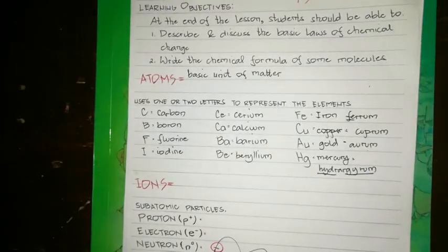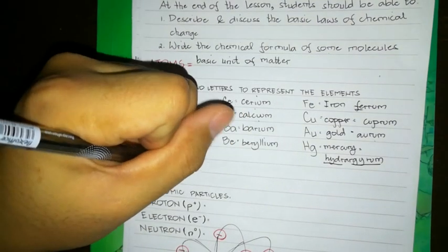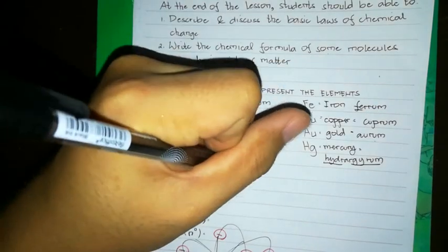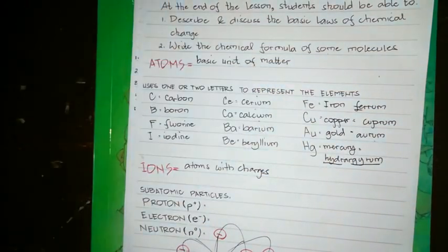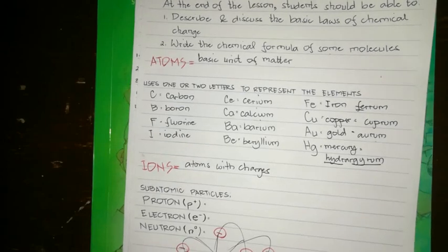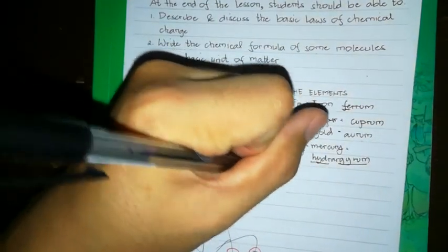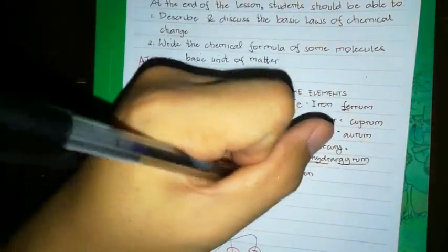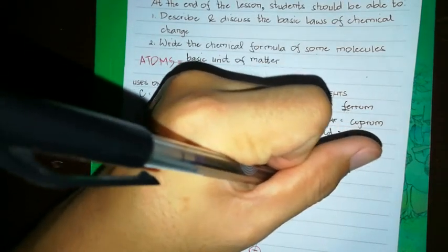Now we are done with symbols and elements. Now we go to ions. To put it simply, ions are atoms with charges. Atoms with charges could either be positive, or cation, or negative, or anion.